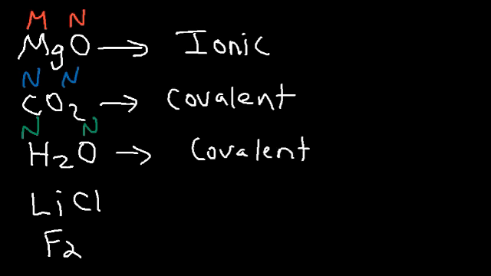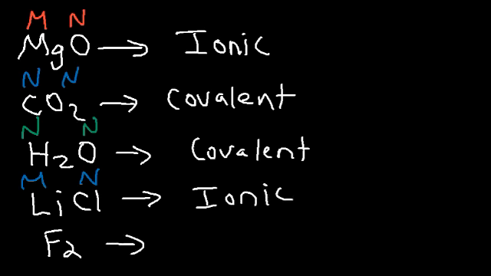For lithium chloride, lithium is on the left side of the periodic table, and that's a metal. Chlorine is a nonmetal. Be careful, because hydrogen is on the left side, but hydrogen is not classified as a metal. Hydrogen and lithium are in the same column, but lithium is a metal, hydrogen is a nonmetal. So this is ionic. Fluorine is composed only of nonmetals, so this is covalent.